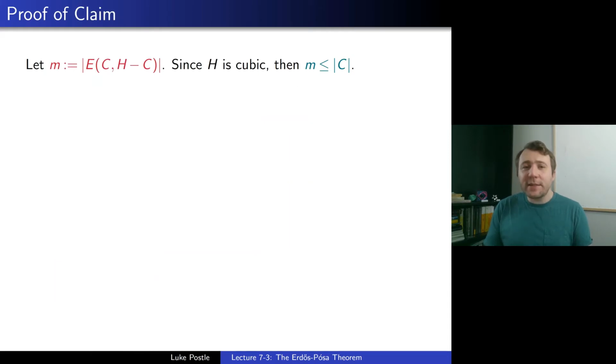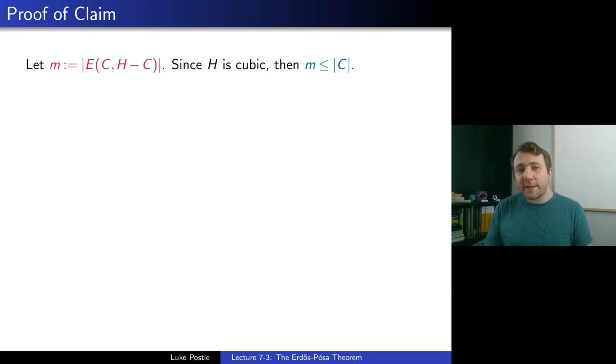Well, the key is to track the number of edges. So we let M be the number of edges with one end in C and one end in H minus C. So track that number of edges. Since H is cubic, we obviously get that M is at most C. Right? If C is a cycle, it has degree 2, so if you're cubic, the number of edges coming out of C is at most C.